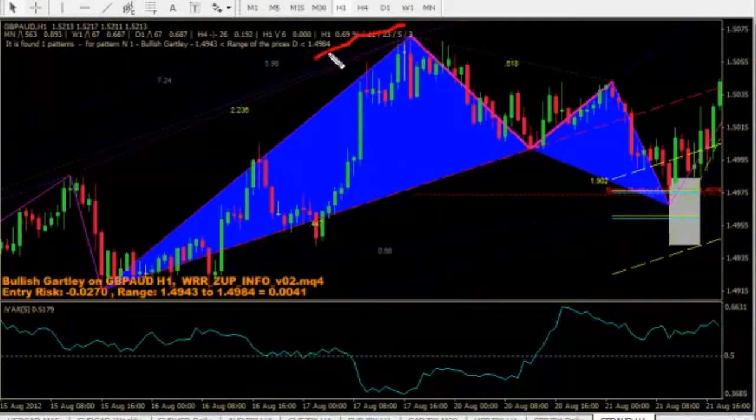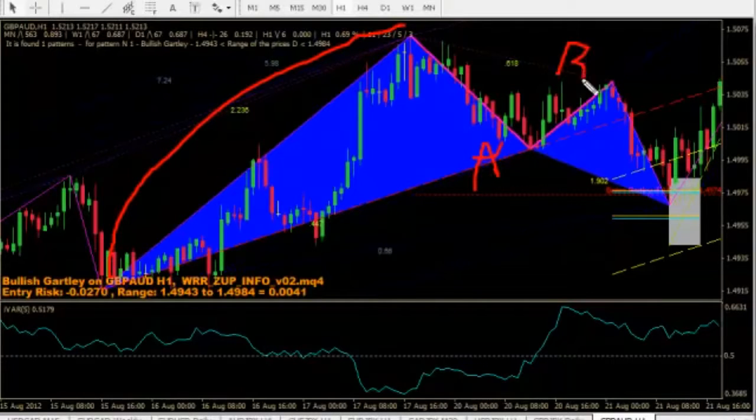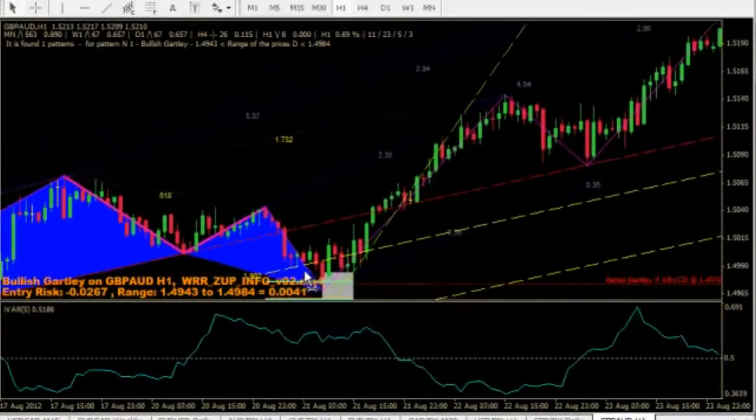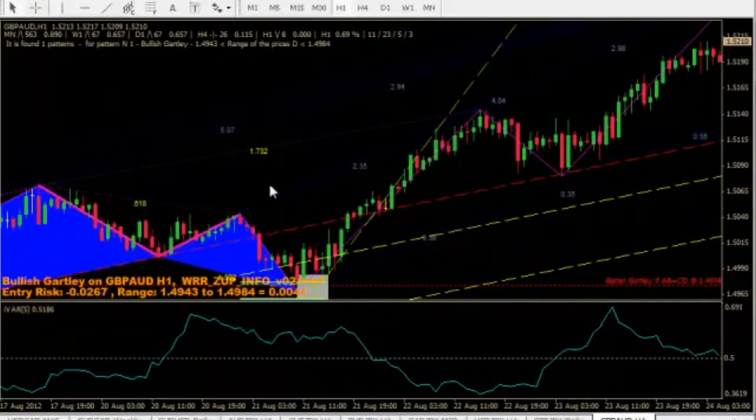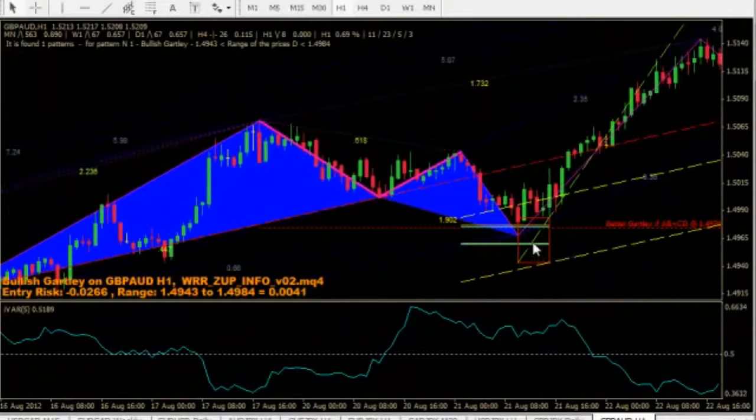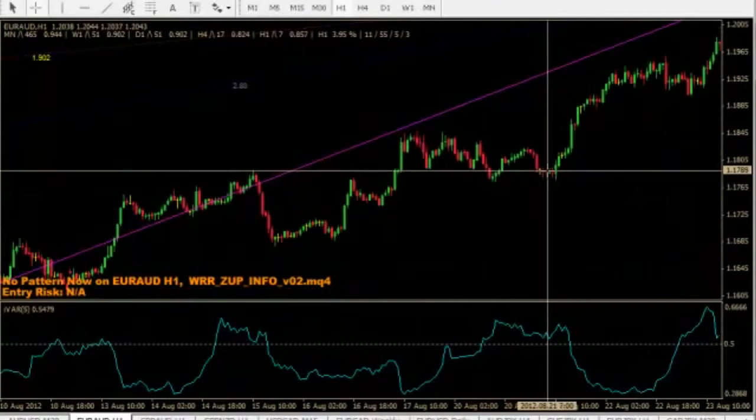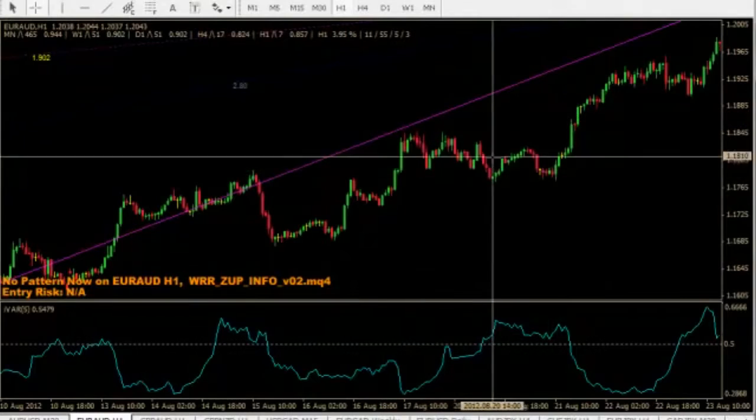We're able to identify that this is a trend over here, that this is a correction, and that this was the end of a correction and an entry for a trade. As you can see, the market shot up from that point. What's interesting is that we were able to identify that it was also an entry at that very same point on the Euro Aussie, which didn't have a harmonic pattern in there.